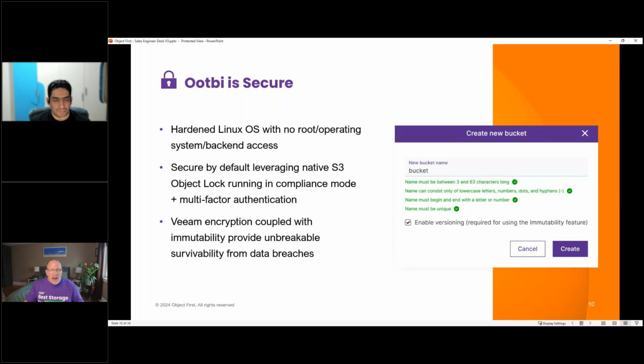Because breaking into a system is going to happen. It's an assumed breach, right? But if the backups are encrypted, there's nothing they can do with them. So they can steal your S3, or they could break in somewhere. If it's encrypted, they can't do much with it. That combined with immutability provides unbreakable survivability from data breaches. Okay, so here you see a little screenshot of how you create a new bucket in the UI. So Object First lets you into a UI where you get a basic screen and you can do some things, but limited. And this is one of the things when you create a backup, and you see versioning is enabled by default.